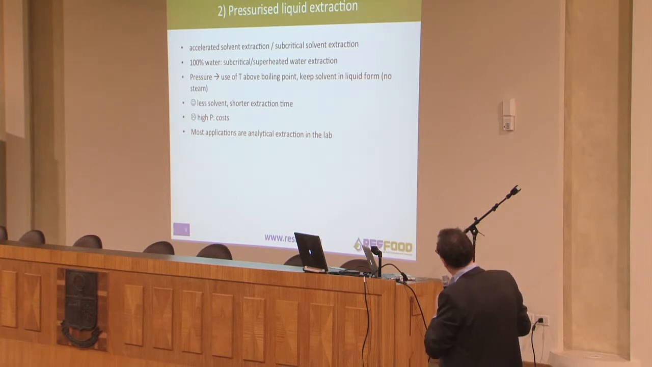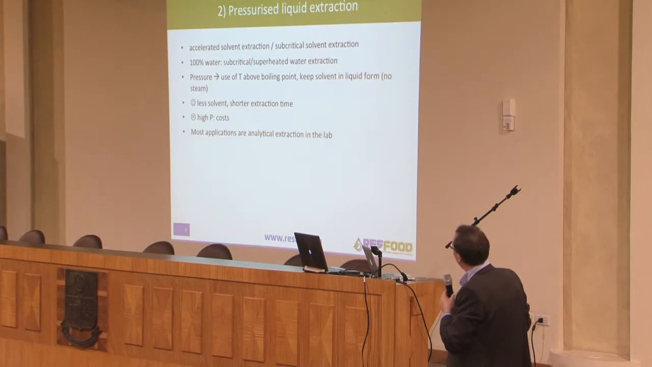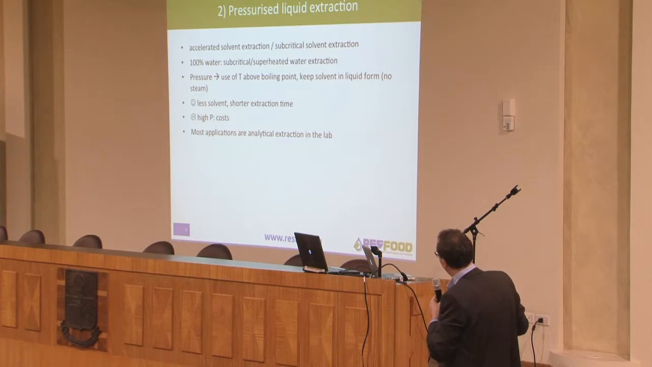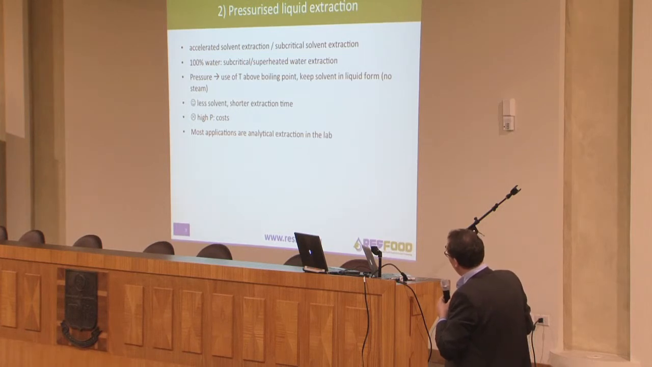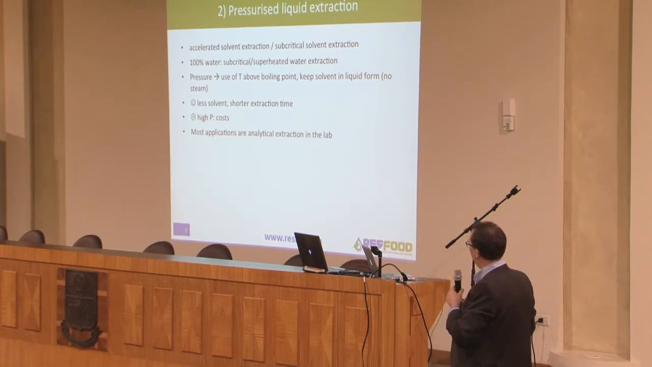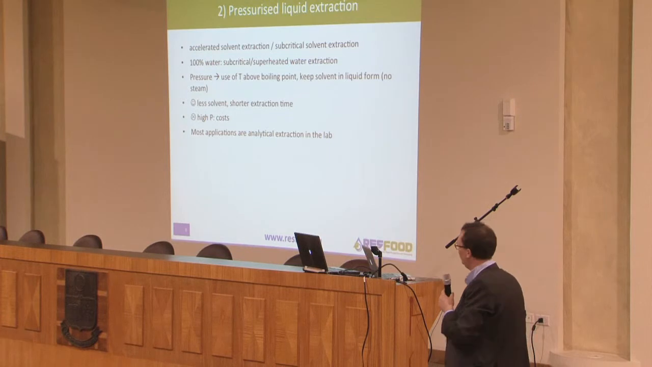Second method is pressurized liquid extraction. This has also been called accelerated solvent extraction. A lot of people know this technology. It's often used at lab scale. Another name is supercritical solvent extraction. When you only use water, you call it supercritical or superheated water extraction. It's a pressurized technology, so you use pressure, so you can use temperature above the boiling point of your solvent, and you can keep the solvent in liquid form, so you don't use steam.